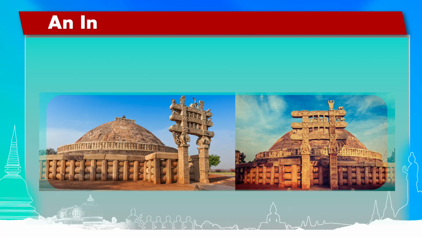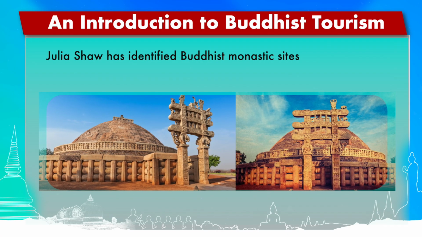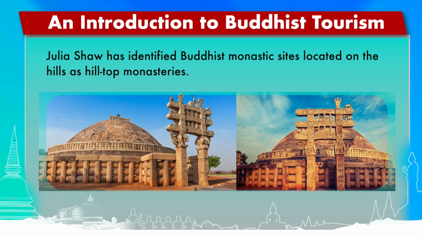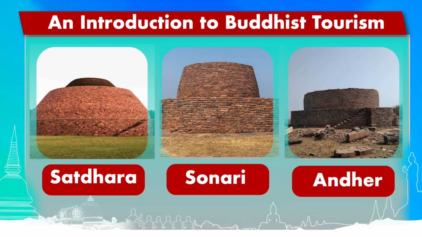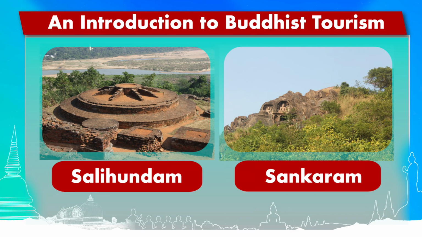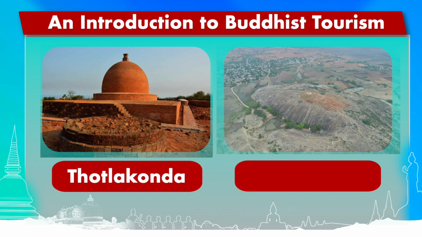Dr. Julia Shah has identified Buddhist monastic sites located on the hills as hilltop monasteries. In the region of central India as well as in the eastern Deccan, we find the presence of structural remains on the top of hills. Sites such as Saddhara, Sonari, Andher are examples of hilltop Buddhist monastic sites in central India. In the eastern region too, we encounter sites located on hills such as Salihundam, Sankaram, Thotlakonda and Fanigiri.